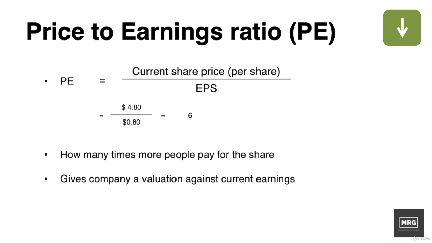So the value of 6 here indicates how many times more people are willing to pay for the share or the stock. This gives a company a valuation against current earnings. For instance, with a PE ratio of 6 today, people are willing to pay 6 times more of its current earnings to buy the share.